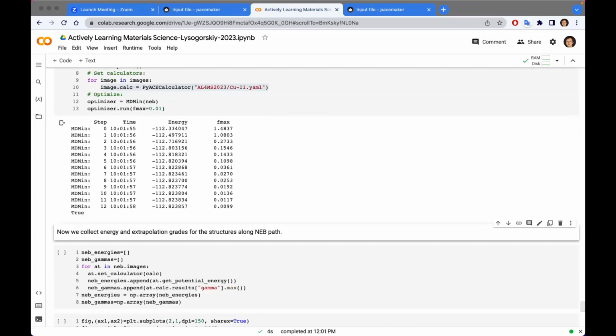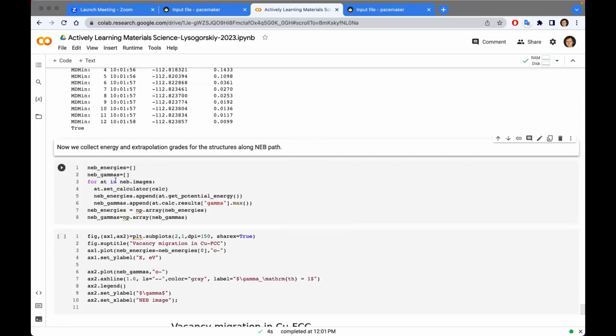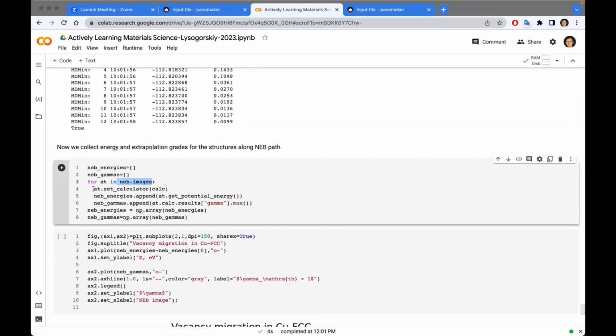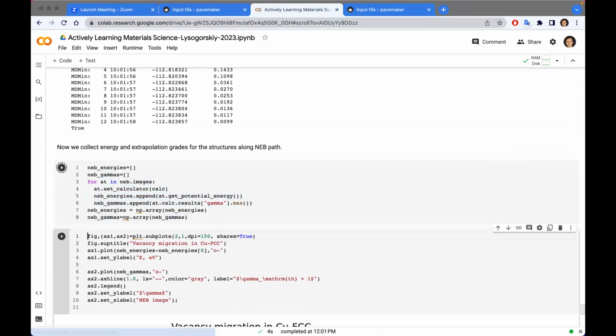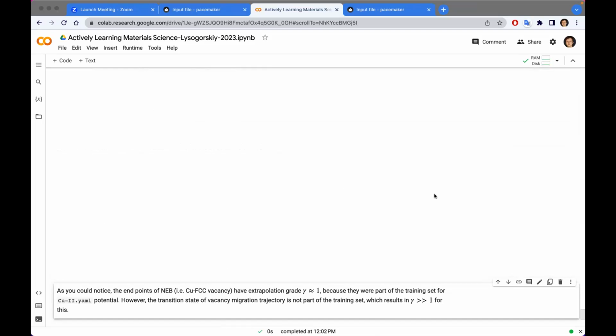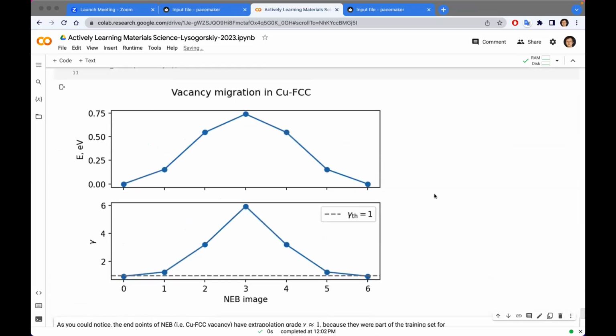Okay, it's done. And now I go over all my NEB images and collect energy and this max gamma as well, put it in a NumPy array and do some plotting. And here we go. So that's our profile of NEB. I have to say we didn't do relaxation of the original vacancy here, so probably it has to be shifted a little bit below, but it's just a technical detail.